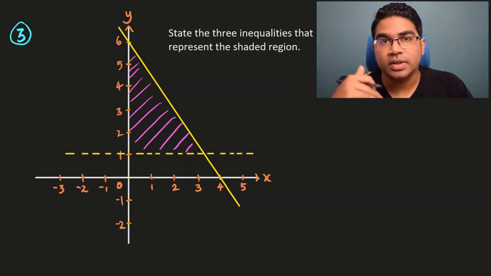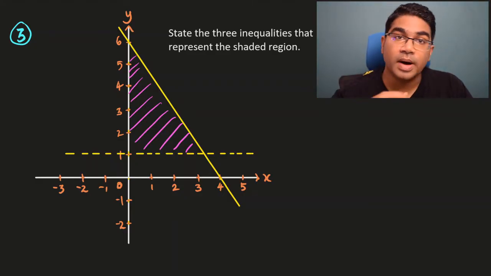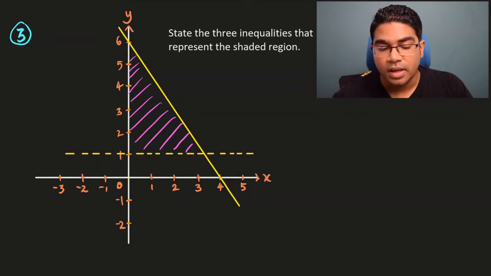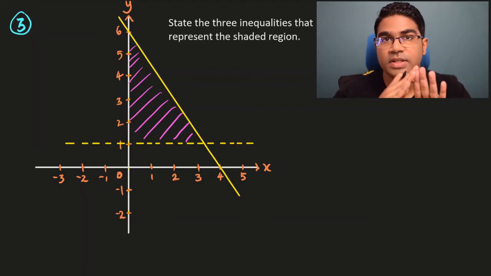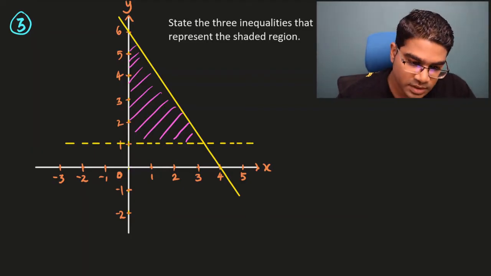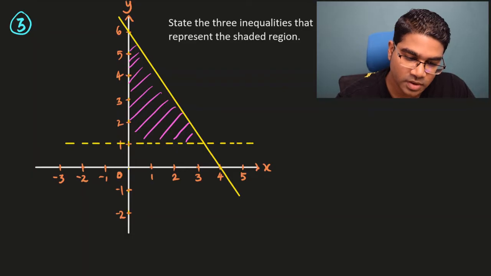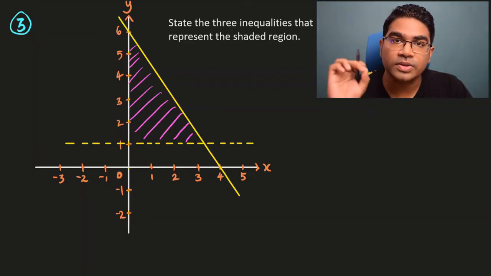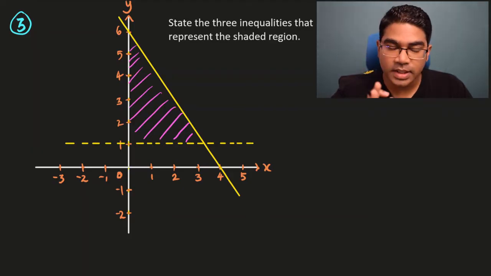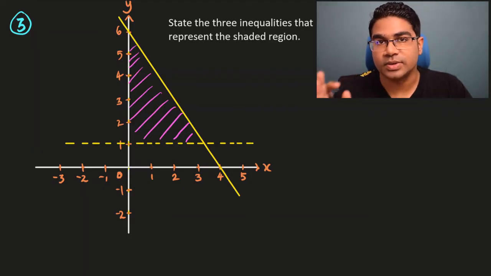Before we can come up with the inequalities, we first need to determine the boundaries of the shaded region. And that is by finding the equations of the lines that keep the shaded region in place. So first, let's look at the horizontal line. Whenever we have a horizontal line, the equation of the line is always y equals something. When we have a vertical line, it will be x equals something.